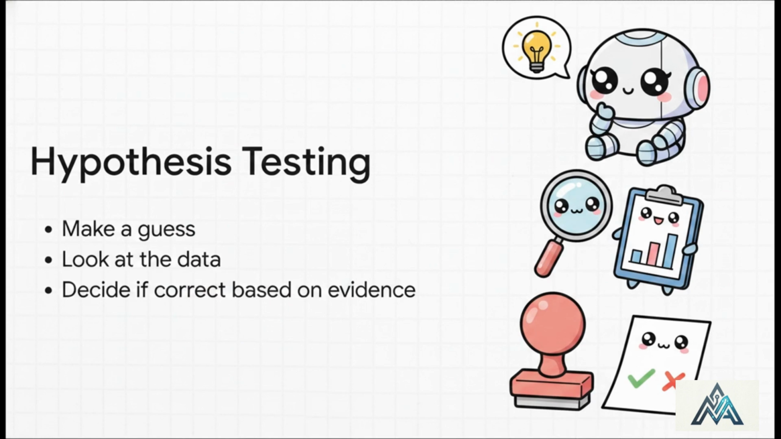This is the ultimate reality check for an AI. The AI makes a hypothesis, a guess about the world. Then it looks at the cold, hard data. Based strictly on that statistical evidence, the AI decides if its initial guess was actually correct or if it needs to completely go back to the drawing board. It's basically the scientific method, automated and running at lightning speed.